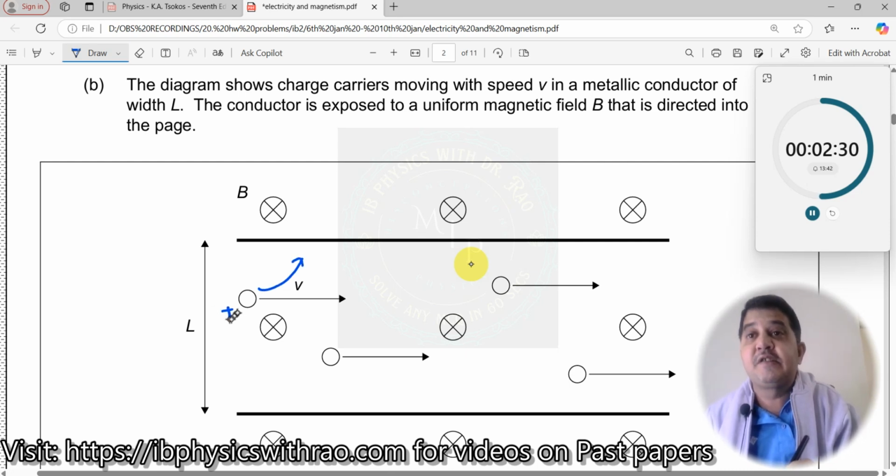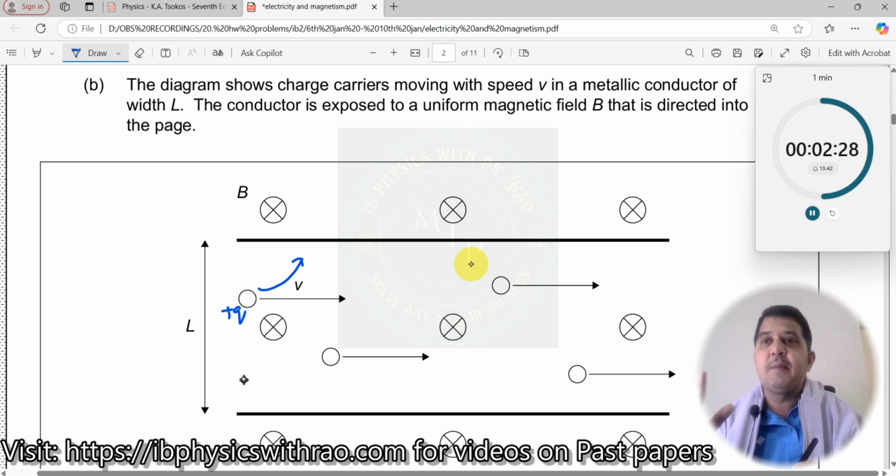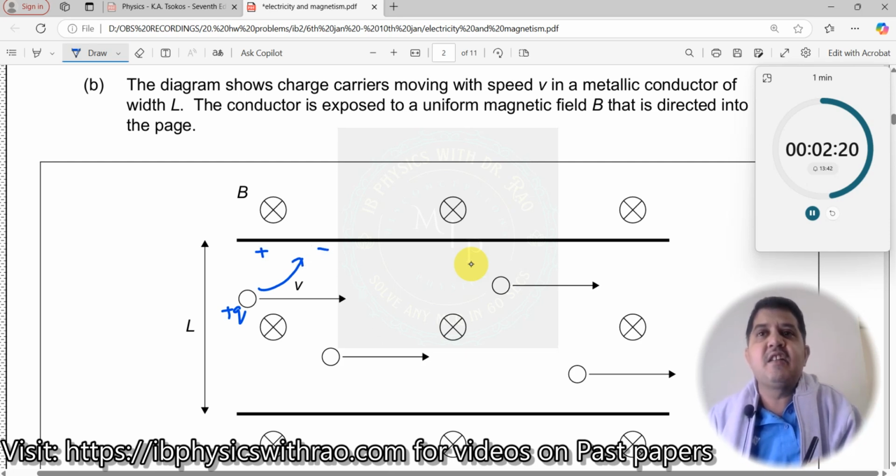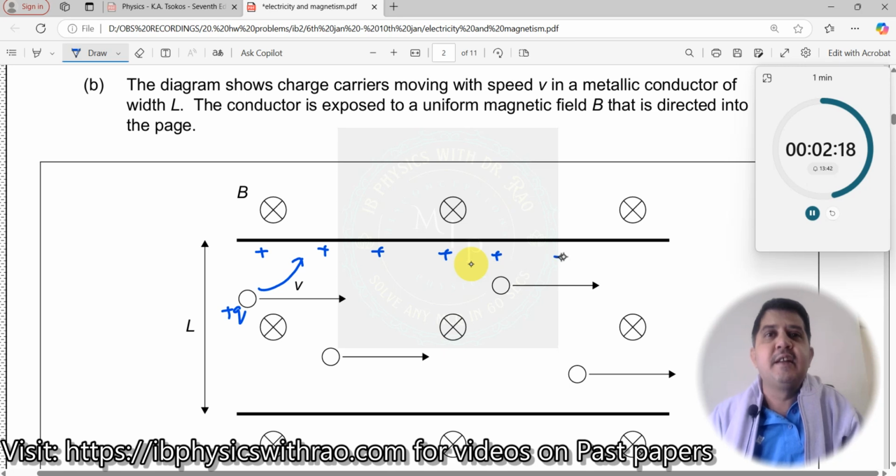If they are positive, I put a clause here saying that if they are positive, then they should get attracted here. But what's happening over here? They are not getting attracted. But still it's charge carriers, which means already there are a lot of charges over here, right? As a result, these charges are now repelling over here. So you expect these charges should move downwards.